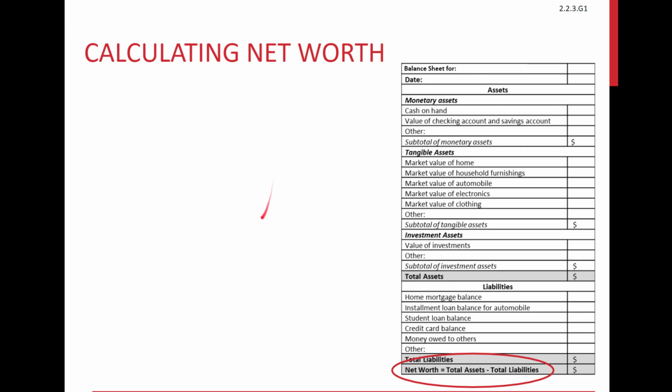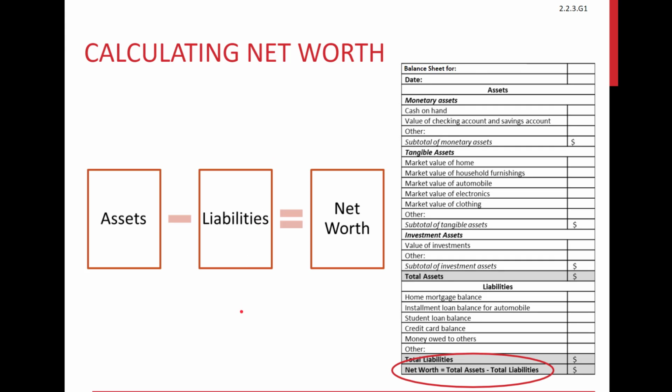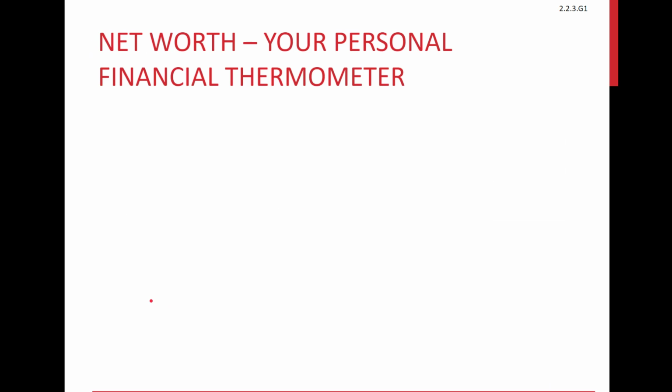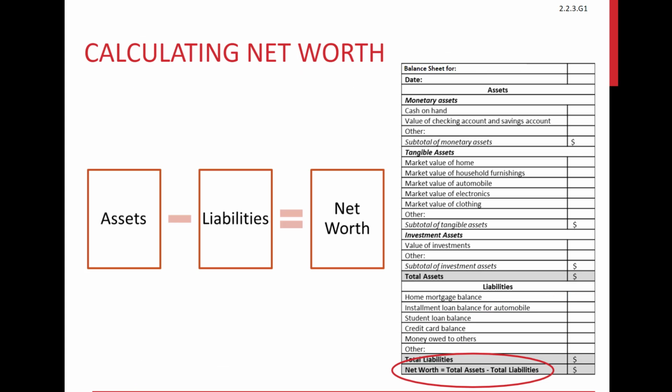Calculating net worth. This is super important. Net worth is assets minus liabilities. All the stuff you own minus all the stuff you owe. Go back here. So make sure you get that. That is a super important concept. Net worth is assets minus liabilities.